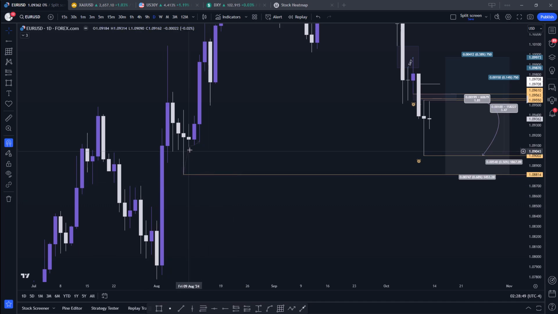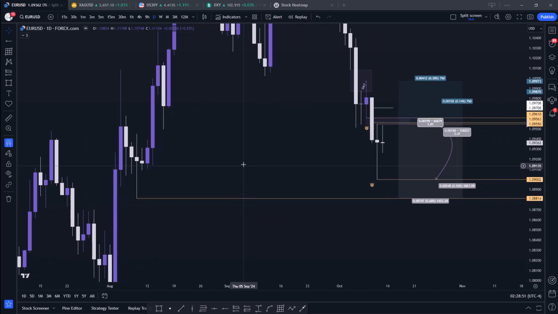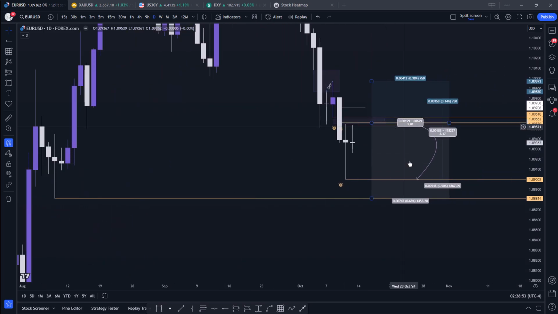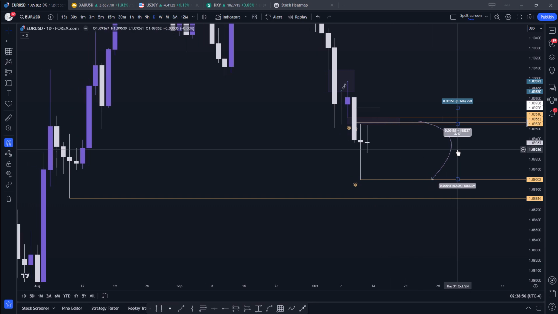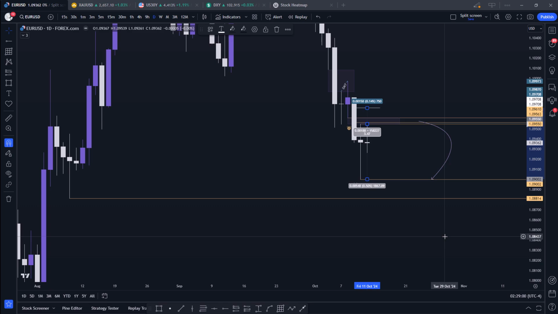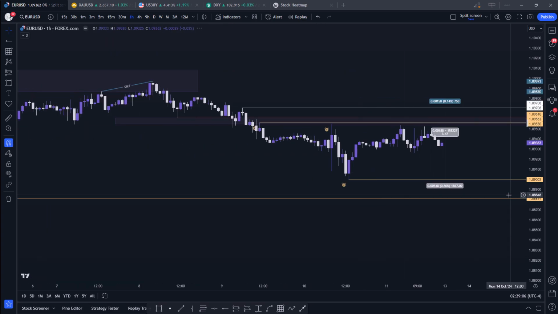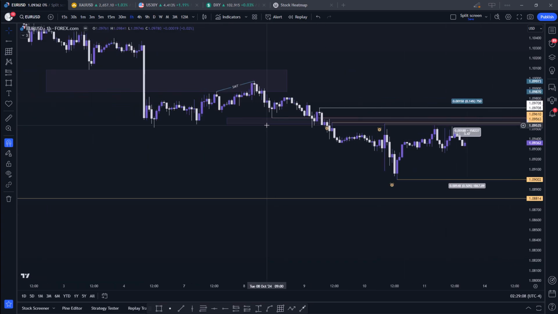One day at a time. Cannot predict too much into the future, but this is what I'm expecting. Internal to external range liquidity run. Going down to the, let's take this here to the hourly chart. To the hourly chart, I was actually planning a trade last week, but I never got a fill, of course.